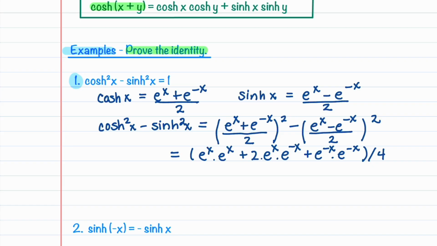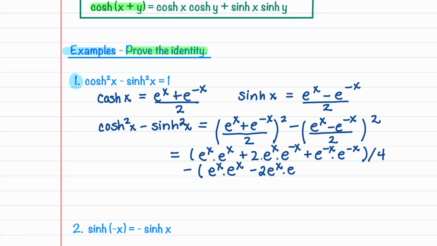Now we're going to do the same thing for the second term. And we're going to subtract that off. So we have in the second term, e to the x times e to the x. Now for the middle term, we have a negative. So we have a minus 2 e to the x times e to the minus x. And then our last term, we have a minus e to the minus x squared. So that becomes a plus e to the minus x times e to the minus x. And then that is divided by 4.